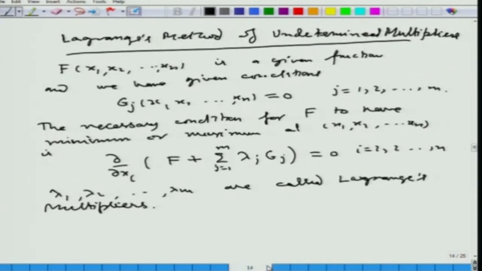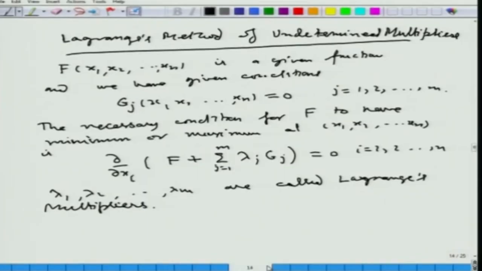Then we considered Lagrange's method of undetermined multipliers, lambda 1, lambda 2, lambda m. Here there is a function given of n variables, which is to be optimized at the points x1, x2, xn, which will also be found in the process, and these numbers lambda 1, lambda 2, lambda m will also be obtained in the same process. So, these lambda j's, j equal to 1 to m, are actually unknown here, and the points x1, x2, xn, where this f can attain minimum or maximum, are also to be found out. So, this is the process of the Lagrange's multipliers method.